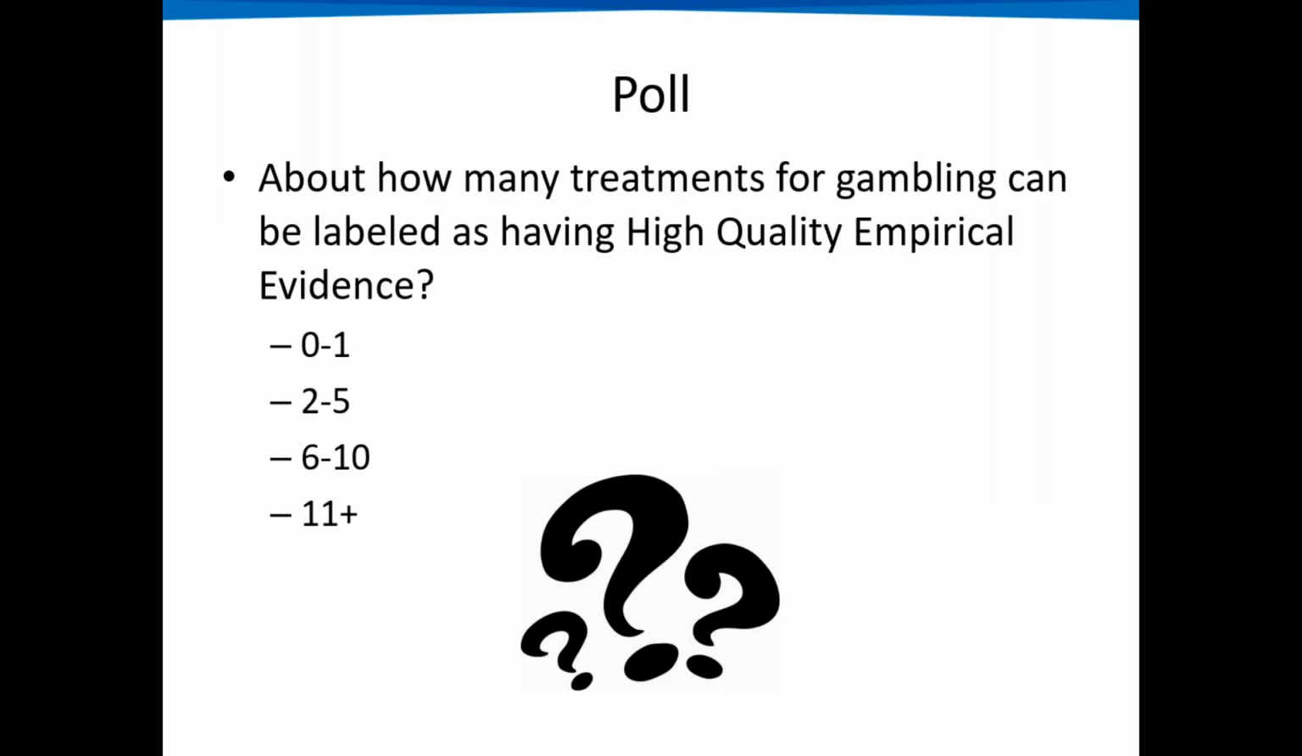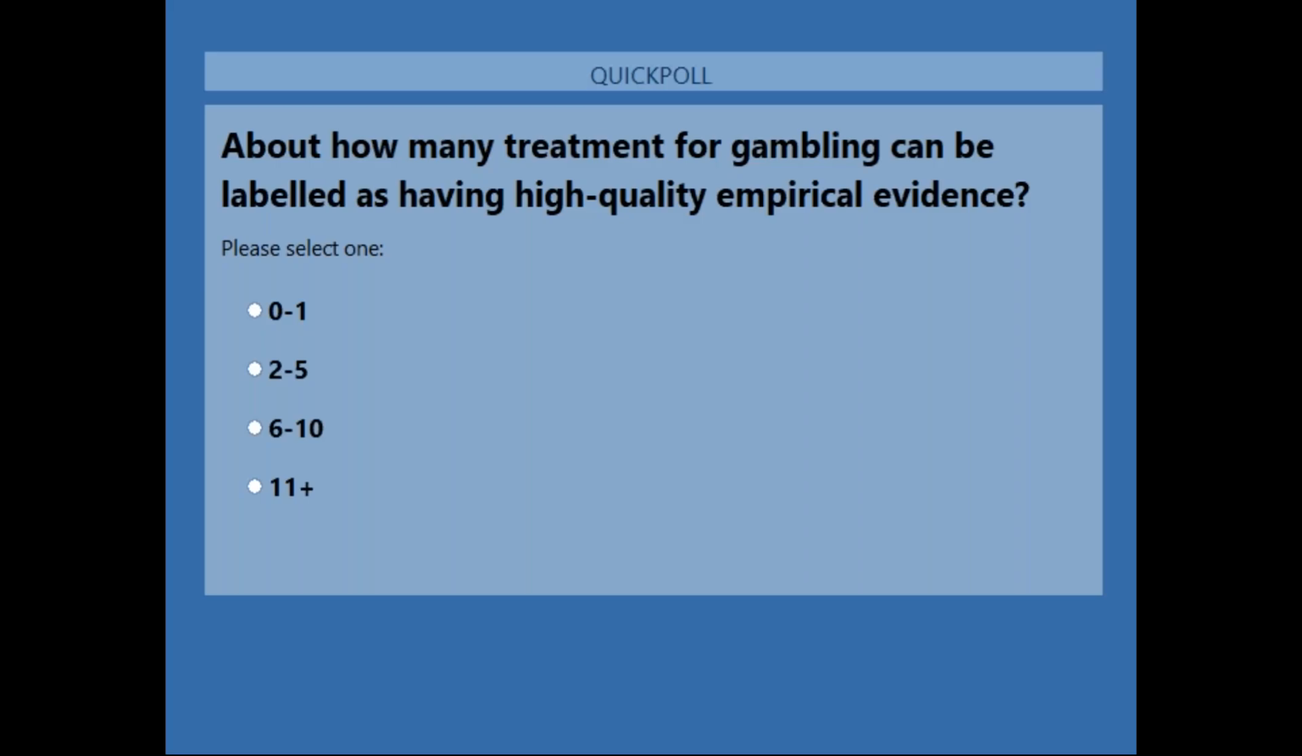Last poll of the day. Knowing what you know about how many papers are available, what's your guess about how many treatment types can be categorized as having high quality evidence for treating gambling-related problems? Would you answer 0 to 1, 2 to 5, 6 to 10, or 11 or more? I'll give you a minute to enter your answers.